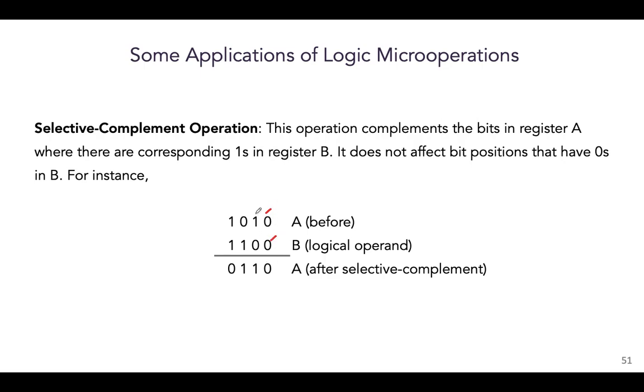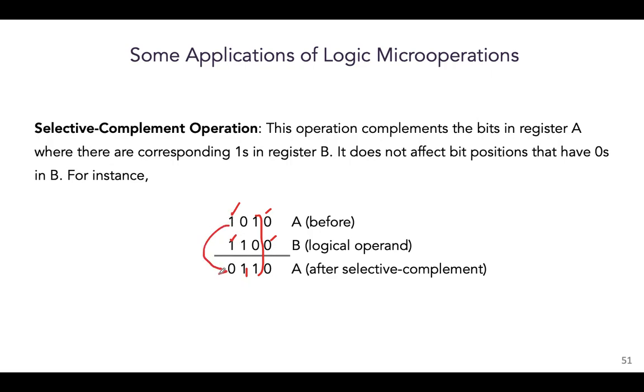Then there's 1 in A and 0 in B. The 0 doesn't do anything, so the bit remains the same, 1. Then this bit in A is 0, but in B it's 1, so now it will be complemented. Whatever it was, it will become the opposite of that. So 0 is turned into 1. And this one is 1, and again there is a 1 in B, so it will be complemented.